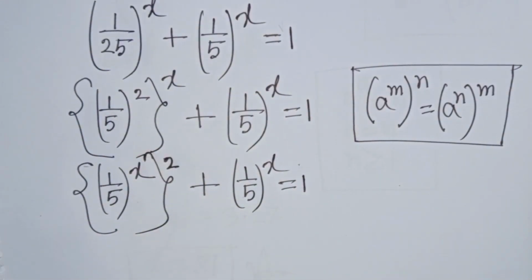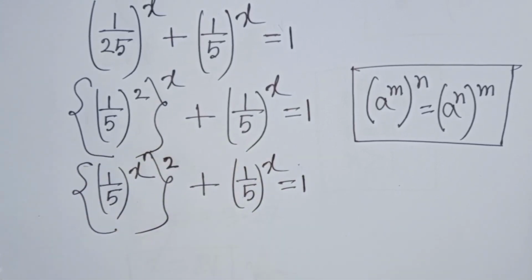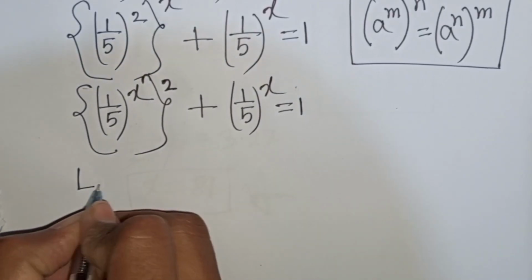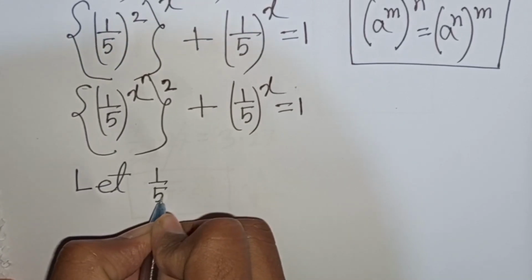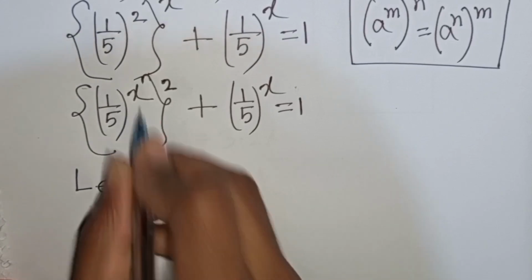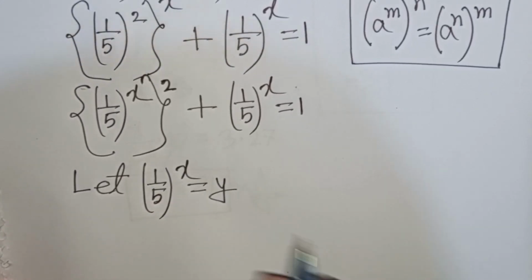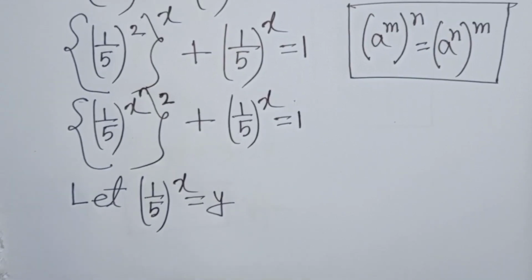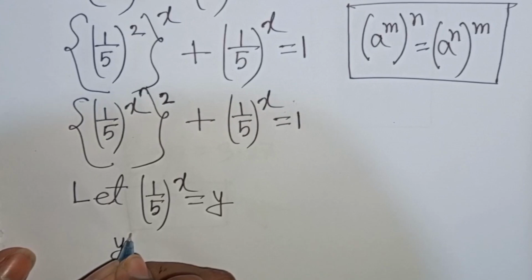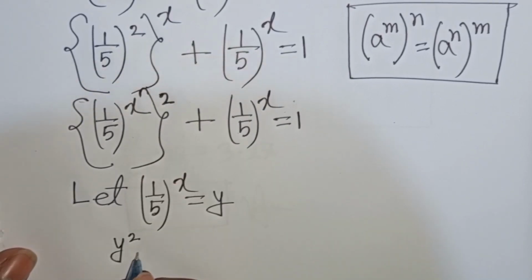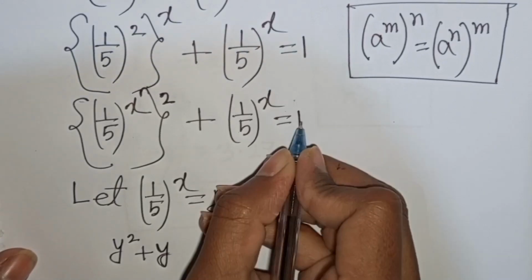Now we see (1 by 5) power x and (1 by 5) power x, both terms are the same. So let (1 by 5) power x be substituted by y. So our equation will be y squared plus y is equal to 1.